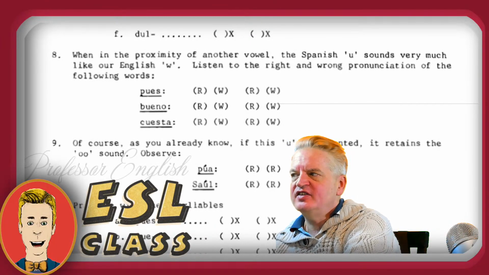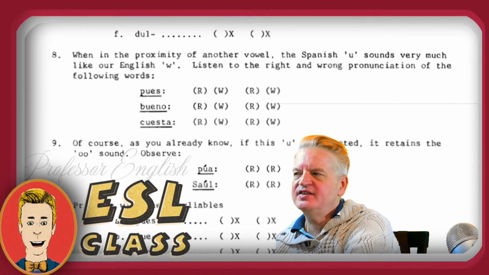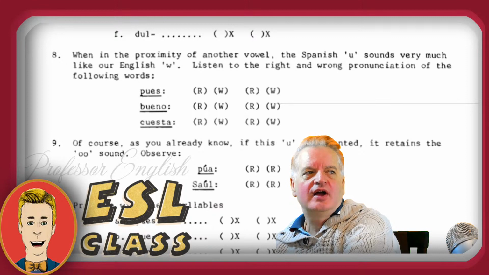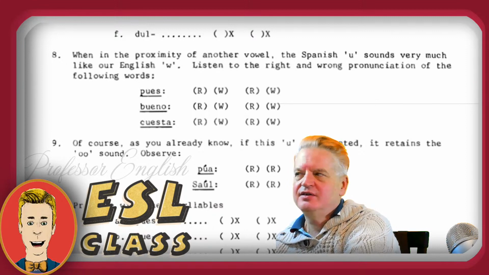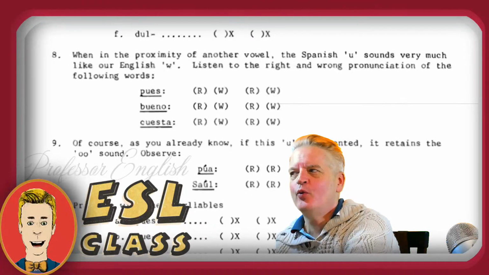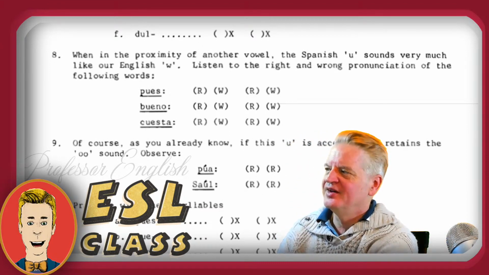Cuesta. I think I do that one okay. Cuesta. I don't think I say that. Maybe with the first two, I probably say pues instead of pues, and I probably say bueno instead of bueno. So I have to work on that.